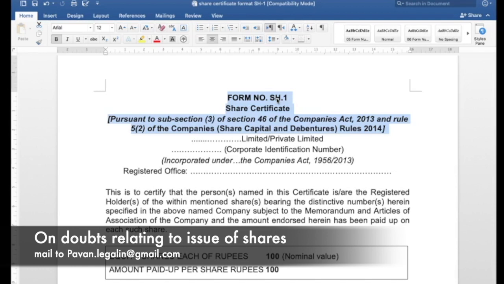So whatever type of company, whether it's a private limited company, a public company, a producer company or a Nidhi company, along with the suffix limited, private limited, Nidhi limited, producer company limited, your full company name should be mentioned in this particular place, followed by your corporate identification number, which is the CIN number. You can find this in your certificate of incorporation or from the Ministry of Corporate Affairs website.